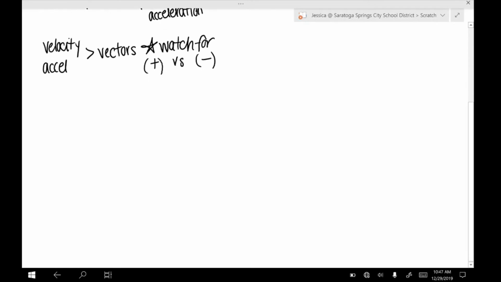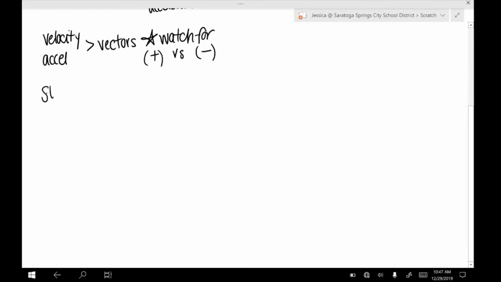Some other things to remember is that if we start at rest, that means our initial velocity is 0. And if we come to a stop, that means our final velocity is 0.